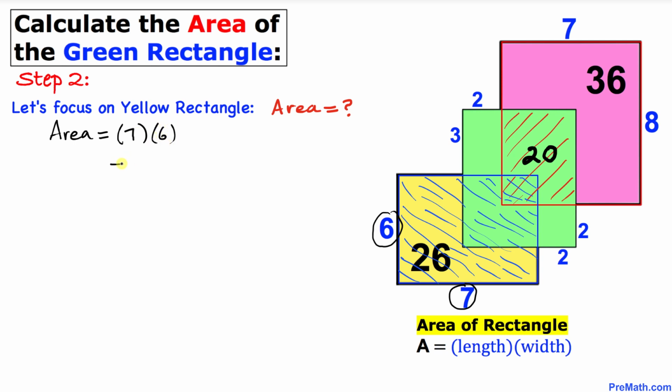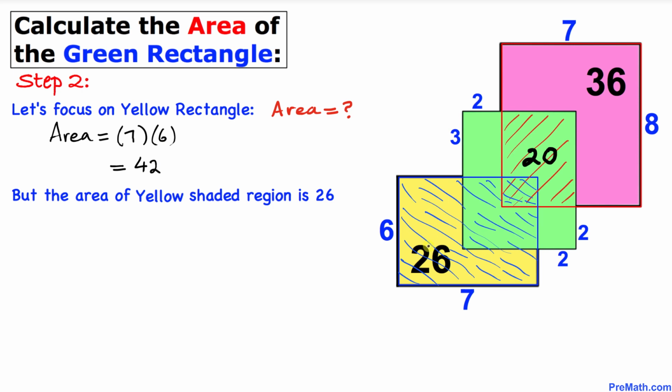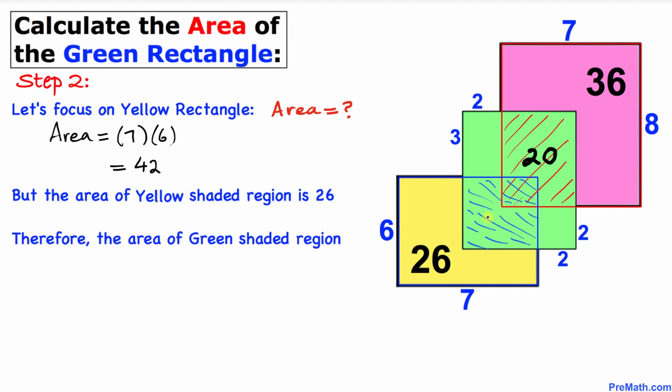That is going to give us 42. But we know that the area of this yellow shaded region is 26. So therefore the area of this green shaded rectangle is going to be simply 42 minus 26, and that is going to give us 16. So thus the area of this green shaded rectangle is going to be 16.